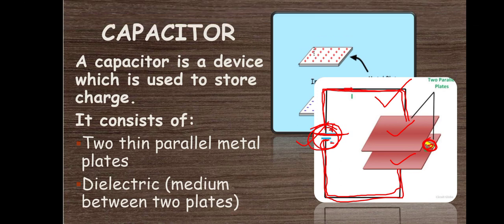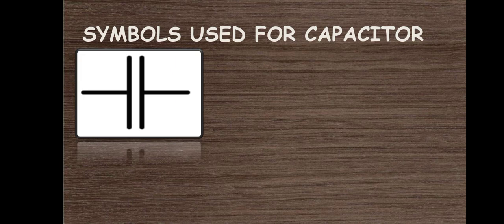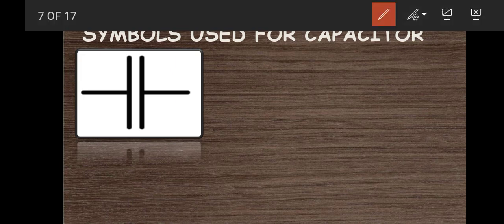So a capacitor is a device which is used to store charge, and whenever it is required, this charge is used. Symbols used for a capacitor. Now for drawing a circuit having a capacitor, which symbols must be used? One is like this. Here you can see two parallel lines. They represent the parallel metal plates, and these are the terminals to join the capacitor in the circuit.